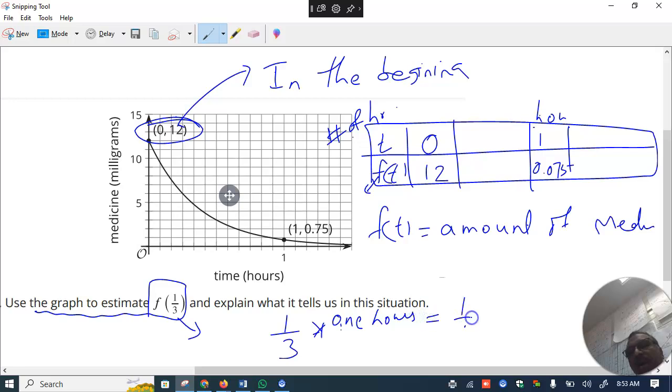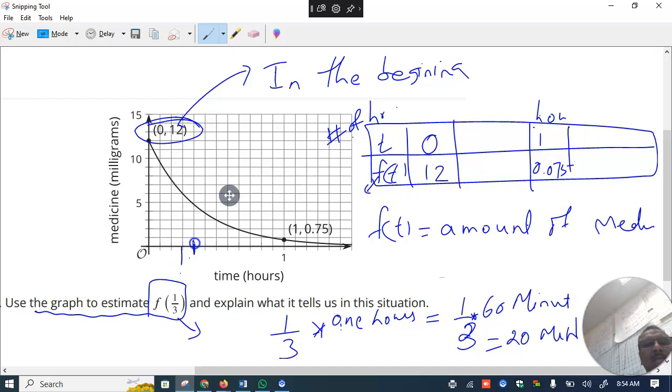Actually, 1 hour has 60 minutes, and 1/3 of 60 is 20 minutes. So 20, 20, 20 make up 1. That means every 4 spaces, this piece is like 5, 5, 5, which is 20 minutes. Then again, another 4 is 40 minutes.